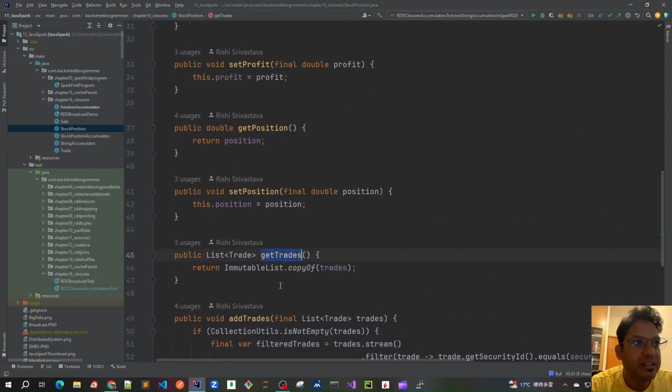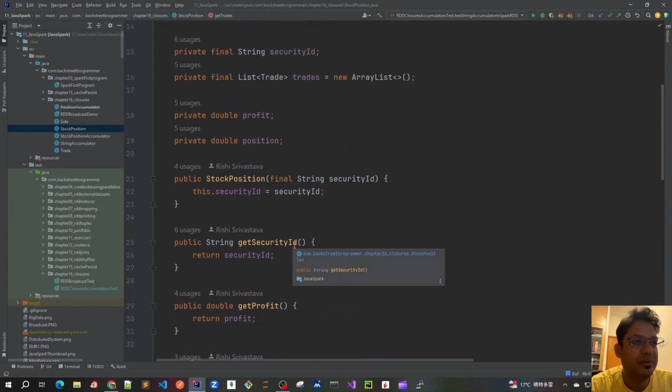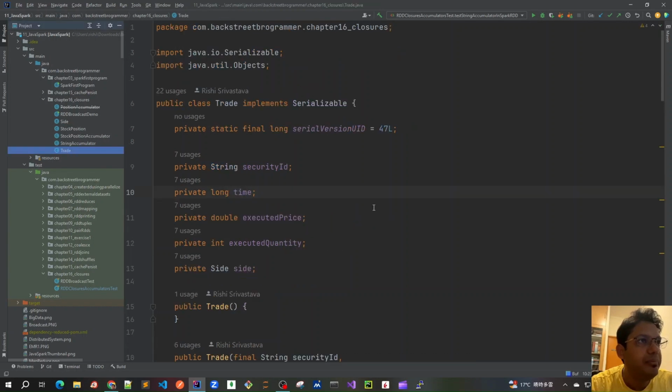In get trades, just one thing I want to highlight is that whenever we are trying to get a copy of the original list of trades, we always use immutable list copy of, so that our original list of trades is not corrupted by the client class which is trying to get it. So this is about stock position, and then let's talk about the trade class.